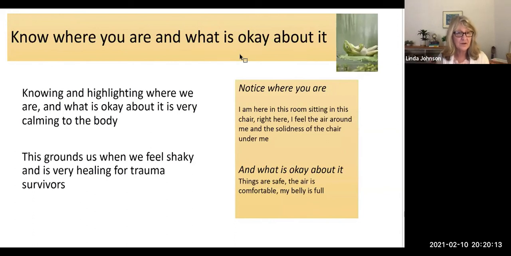A great exercise to follow the breath, but it can be done at any time that you're feeling uncertainty and insecurity. You just ground yourself. Where am I right now? And really feeling it, using the sense of proprioception, of that ability to know exactly where you are.